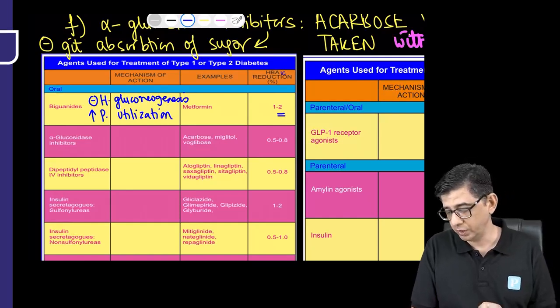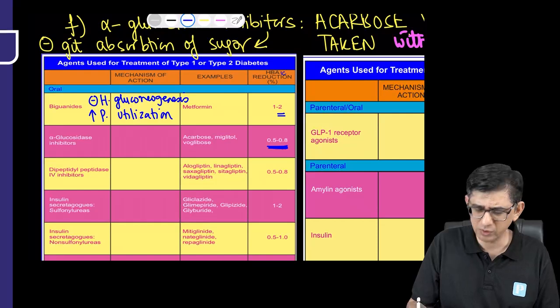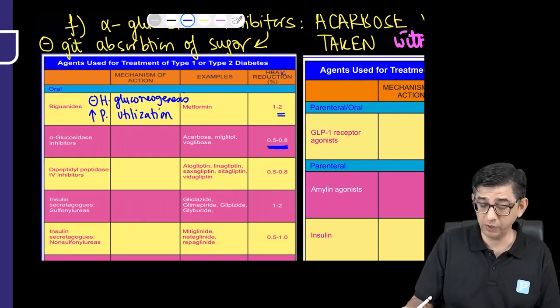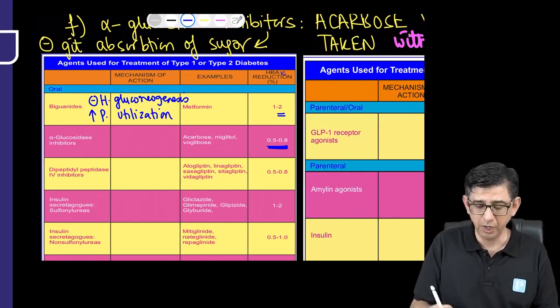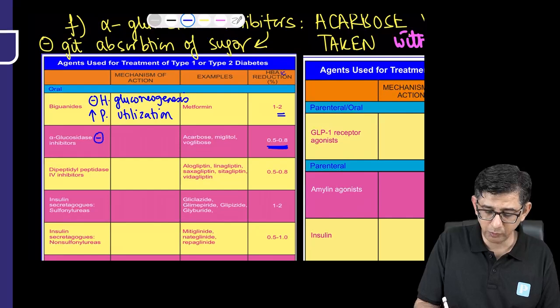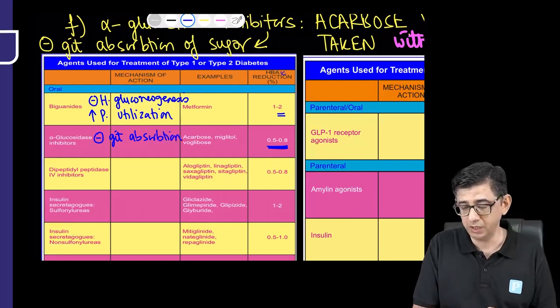Alpha glucosidase inhibitors would be causing a range. Usually, most of the time it's about 0.25%. The upper limit, if the compliance is there, can go up to 0.8, but it's very difficult to achieve. The mechanism of action of this molecule will be inhibiting the GI absorption of sugar. So most of the time I can say that the metformin compliance is excellent.